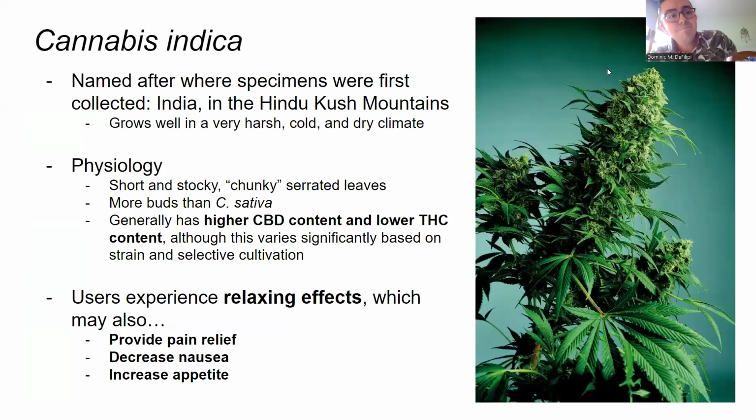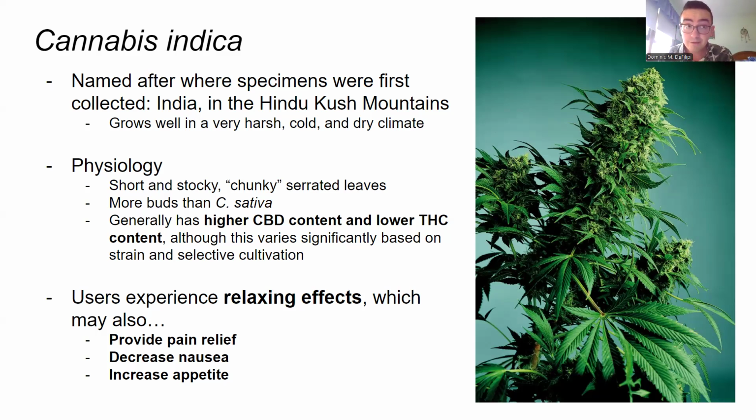Lastly, we have Cannabis indica. It's named after where the specimens were first collected, which is India and the Hindu Kush Mountains. Again, it grows quite well in a very harsh, colder, dry environment. Physiologically, you can see it looks different than cannabis sativa plants. I like to refer to it as a little chunkier, right? It has larger buds. It's a little bit more oil filled. And it generally has a higher CBD content and a lower THC content, although this could vary depending on how it's hybridized or how it's propagated.